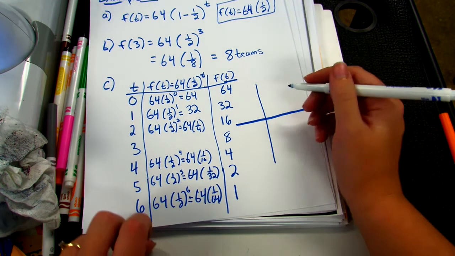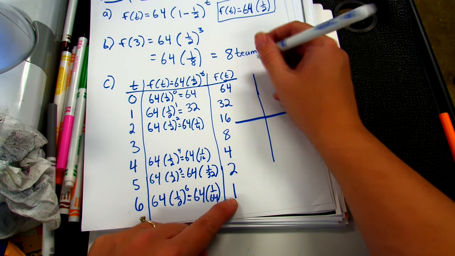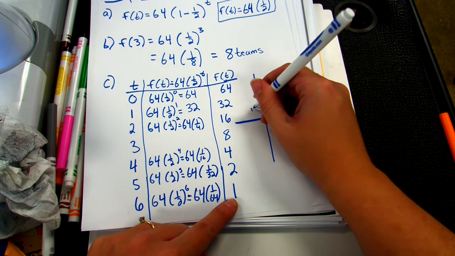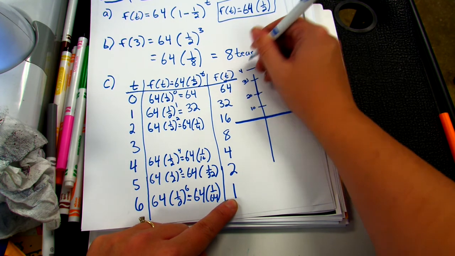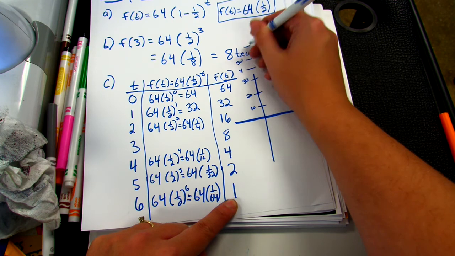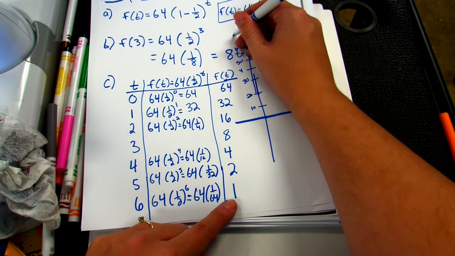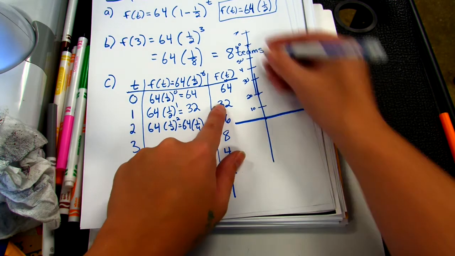So let's go look at what the graph looks like. At 0, we had 64. Let's go ahead and count by tens. So here's 10, 20, 30, 40, 50, 60, 70. So at 0, we had 64.